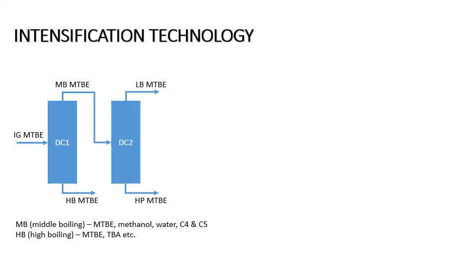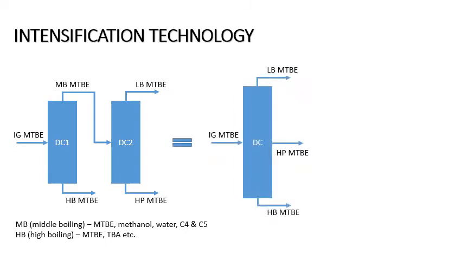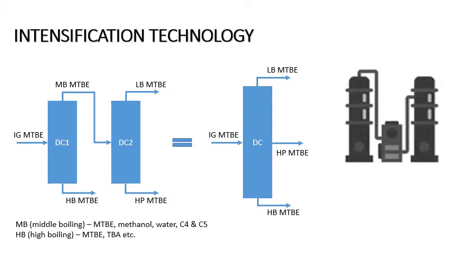Using an intensification approach, we can combine column 1 and 2 into a single distillation column. The intensified column is able to separate the feed into 3 output streams. At the top is the lower boiling MTBE. Middle stream is the high-purity MTBE and bottom stream is the high-boiling MTBE. The number of column vessels, reboilers, and condensers is reduced by half, which saves capital and operating costs significantly.